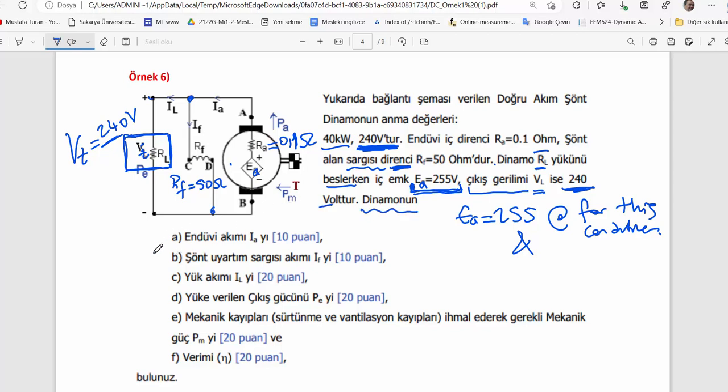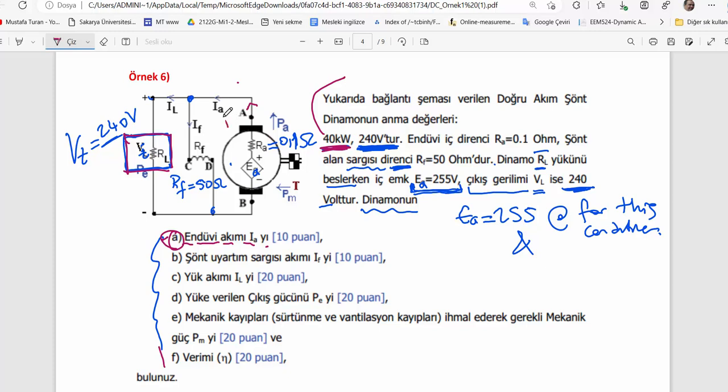Let's calculate the questions. In fact, there is one thing missed. Here it is given as 40 kilowatts. I don't know what it is. Possibly it is the power the load is consuming, but we will understand later. Okay, let's continue. What is the armature current? Calculate the armature current.